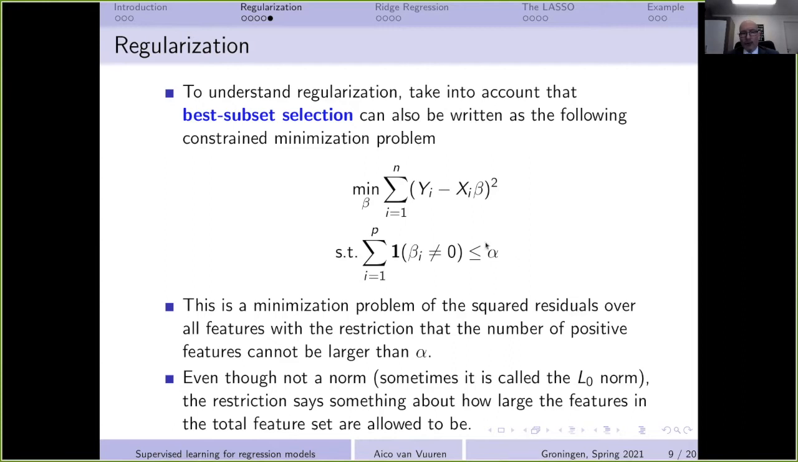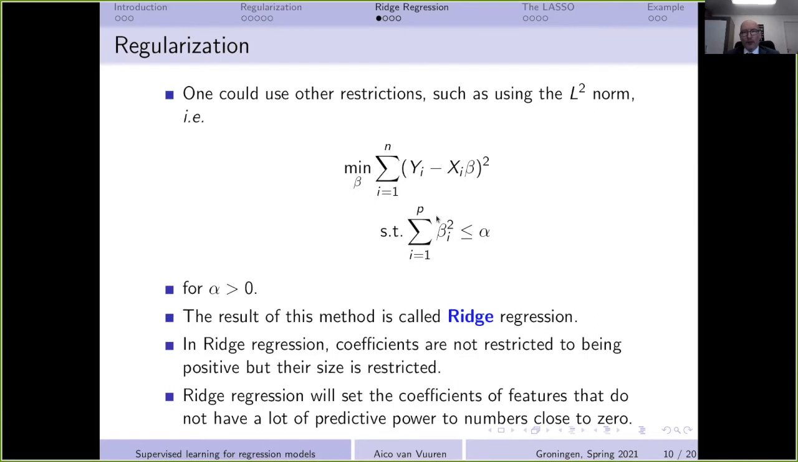Now we should realize that we don't have to restrict ourselves to an L0 norm. We could do exactly the same, but use another kind of norm. We could, for example, look at the so-called L2 norm. What does that mean? That means we still minimize the sum of squared residuals of all the potential features that we could include. But now we have a different restriction. Remember that we already looked at the L2 norm before, when I introduced the loss function. That was nothing else than the quadratic loss function.